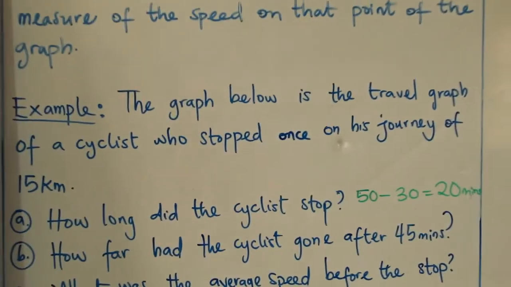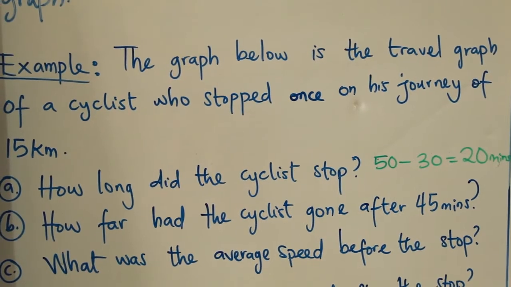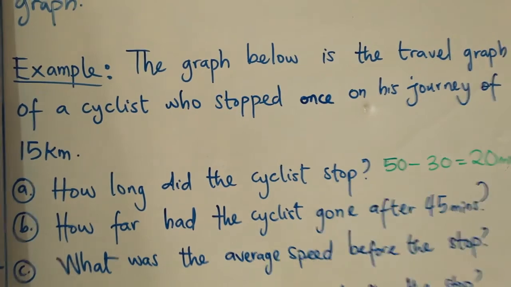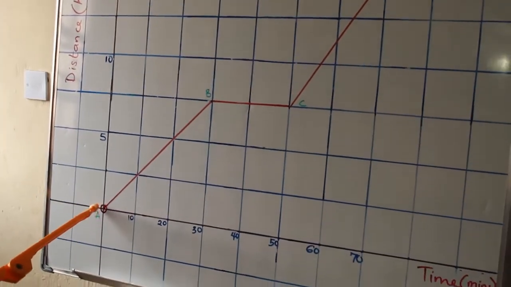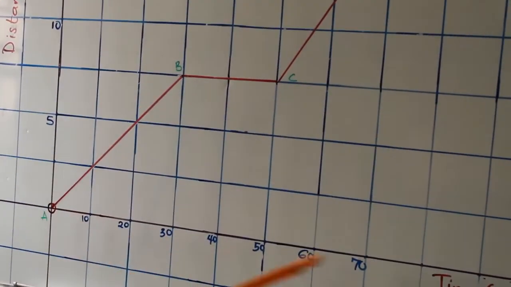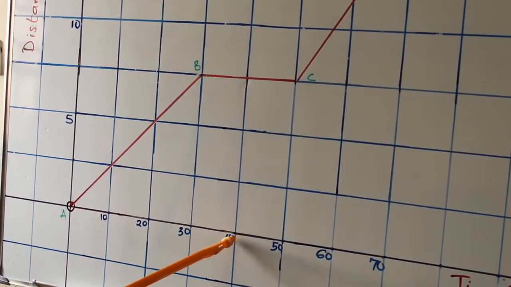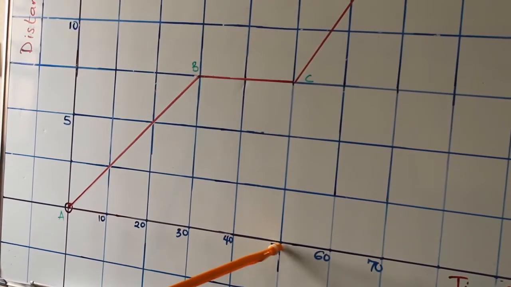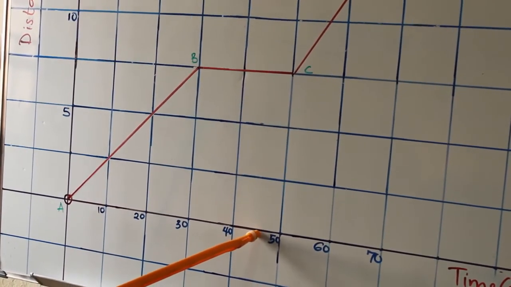Now, the next question is, how far had the cyclist gone after 45 minutes? Now, looking at our graph, this is 0 minutes, and it increases along to the right. 10 minutes, 20, 30, 40. 45 minutes will be somewhere in between 40 and 50, halfway through. Now, say for instance, this is 45 minutes.